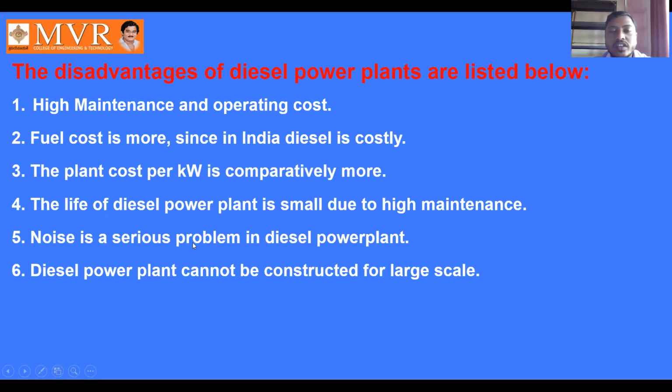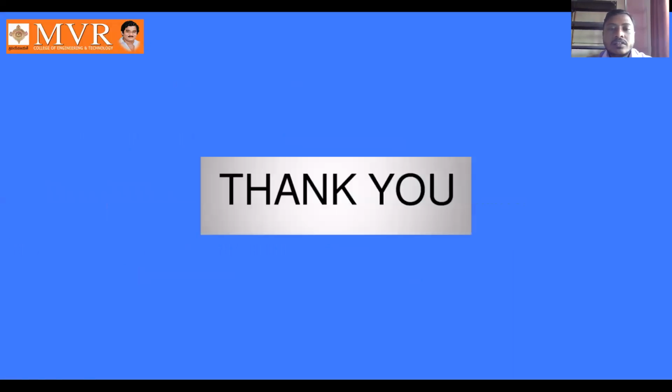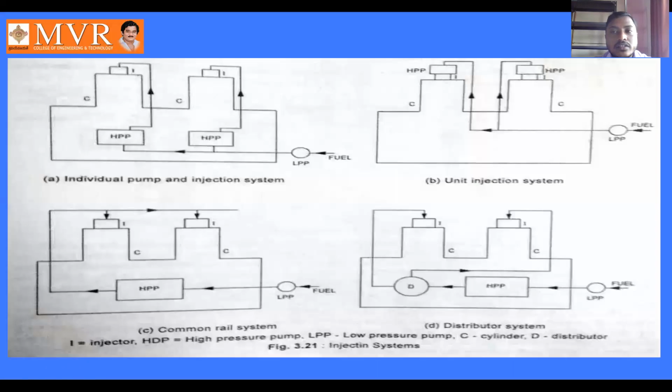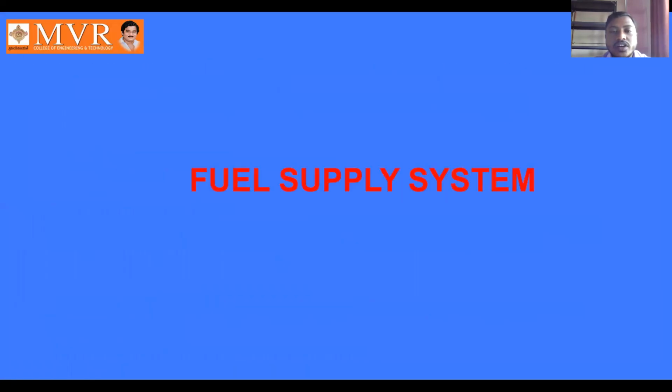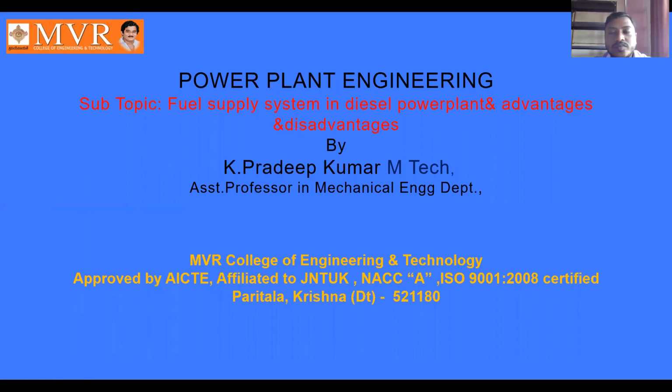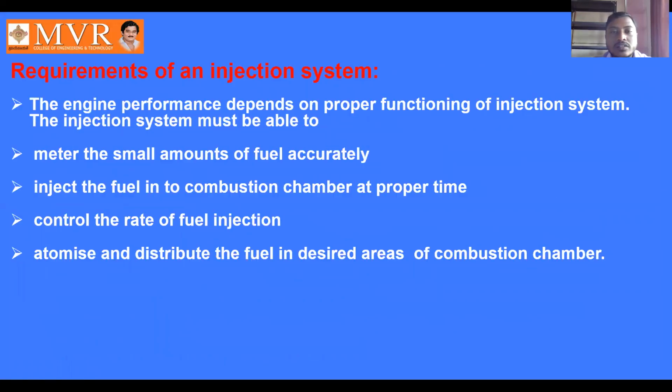Noise is a serious problem in diesel power plants, as they create heavy noise. Diesel power plants cannot be constructed for large scale, so they cannot be used for large scale industries. These are some of the disadvantages of diesel power plants. This is what we have studied in this unit about the fuel supply system and the advantages and disadvantages of diesel power plants.